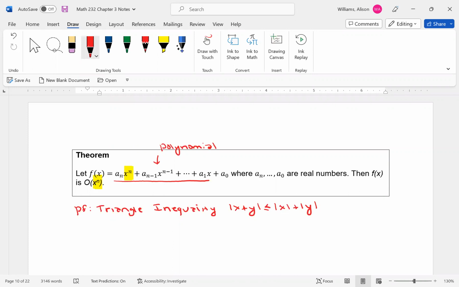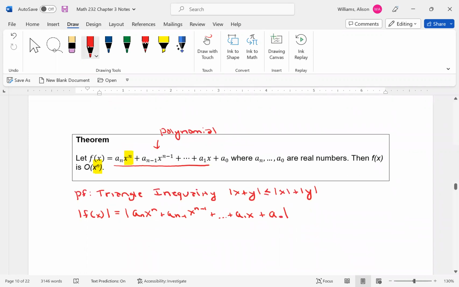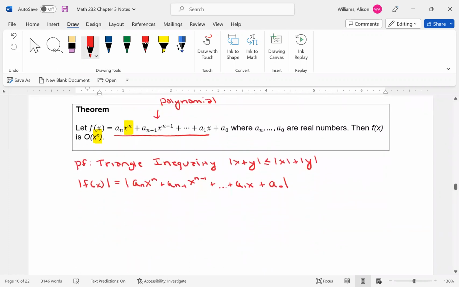This is our f of x. Our f of x equals a sub n x to the n plus a sub n minus 1 x to the n minus 1 plus ... a sub 1 times x to the 1 plus a sub 0, no x. Okay, so I'm going to use the triangle inequality to break up the absolute values.